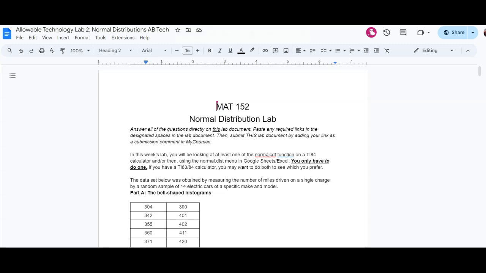Hey Stats class, this is the second allowable technology lab. This one will be more for the final exam, because you'll have your technology that's allowed for the midterm already from technology lab 1.